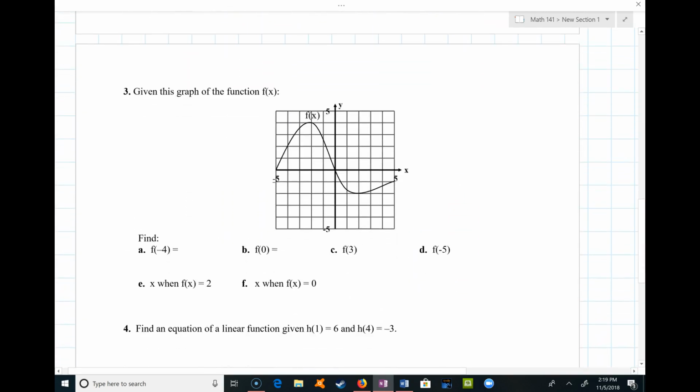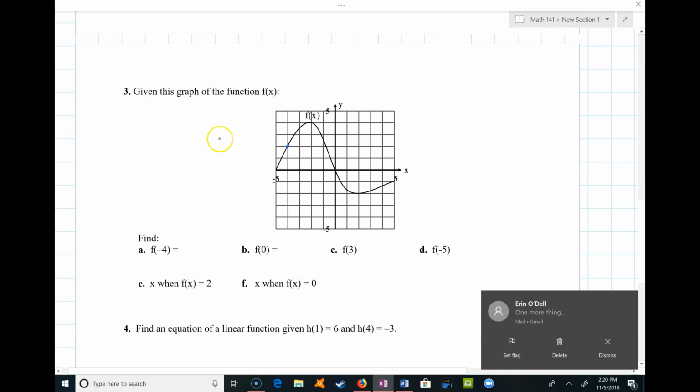Okay, this is a little bit trickier because now we're looking at a graph instead of an equation. And so this is saying find f of -4. So this means I plugged in -4 for x and got out what for y. So in the graph, what I'm going to do is go over to -4, which is right here, go up and find the point that's associated with -4.